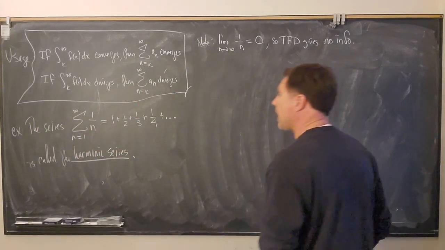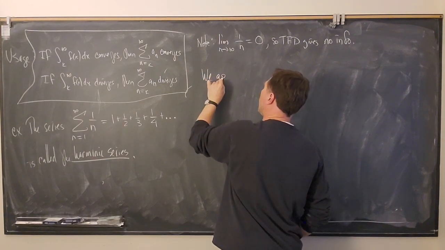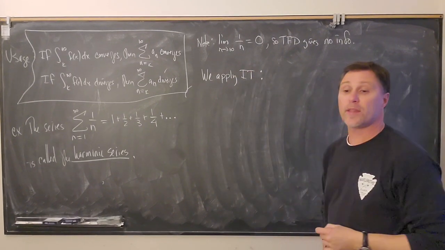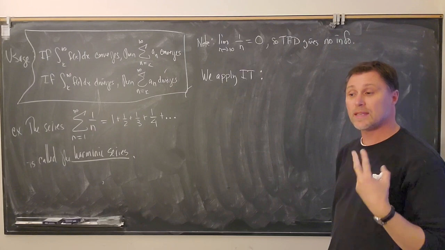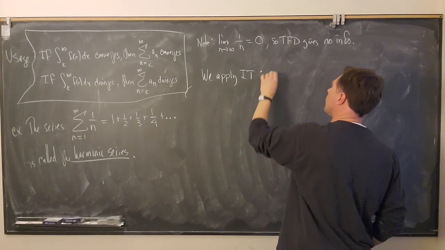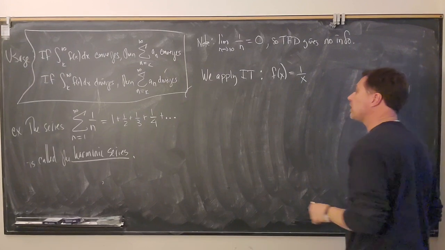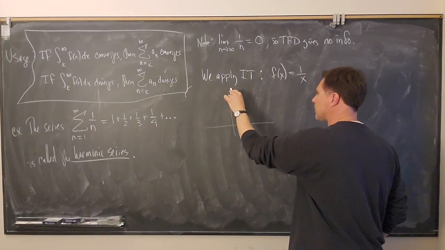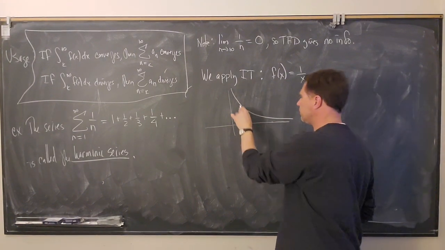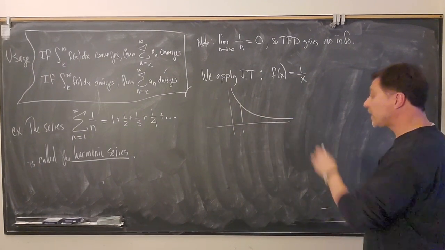Okay, so now let's try the integral test. Now remember, we apply the integral test. The integral test tells us that the associated function needs to be decreasing, continuous, and positive. So we have f of x equal to 1 over x. This function is definitely decreasing. It's definitely continuous. If you think about the graph of 1 over x, it's decreasing, it's continuous on 1 to infinity. It also has a graph that's above the x-axis, right? So we can apply the integral test.